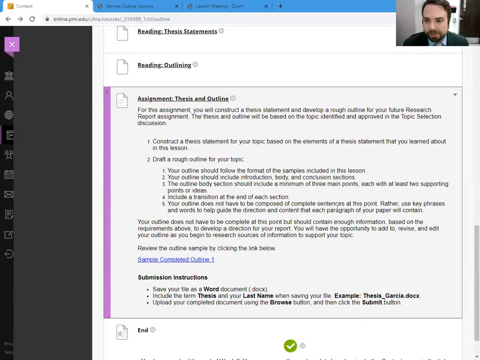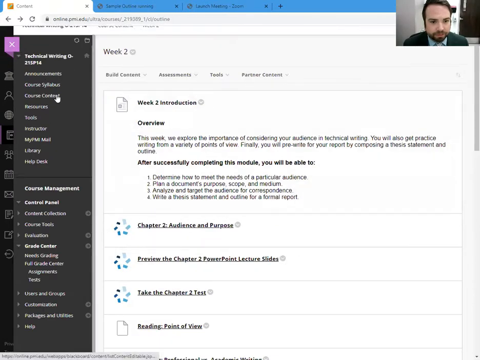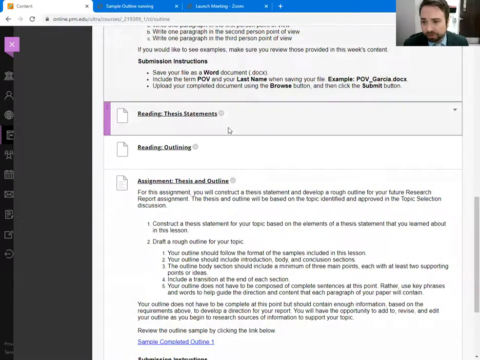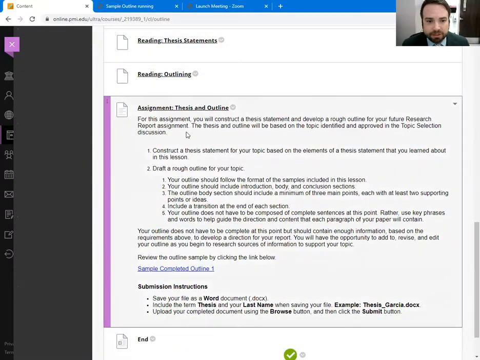So here is the assignment. It's under week 2. So if you click on course contents, week 2. We did the point of view assignment already. Here is the thesis and outline assignment. So it says, for this assignment, you will construct a thesis statement and develop a rough outline for your future research report assignment. The thesis and outline will be based on the topic identified and approved in the topic selection discussion. So the idea is the controversial medical topic that you picked for the week 1 peer dialogue, that topic will be used in this assignment as well as many others moving forward.